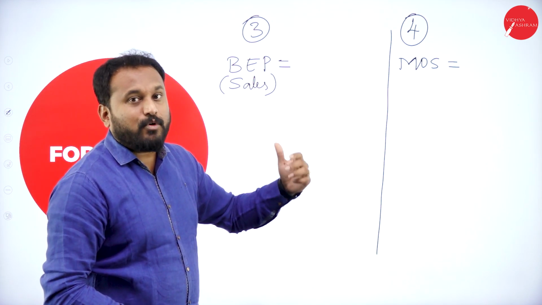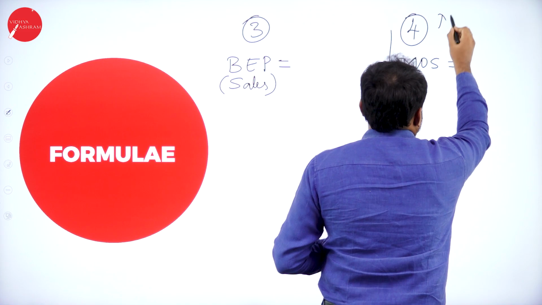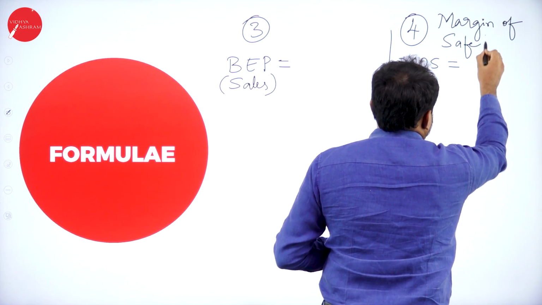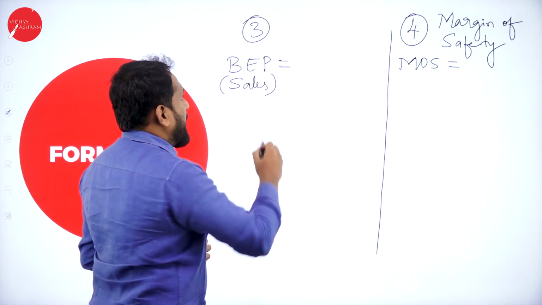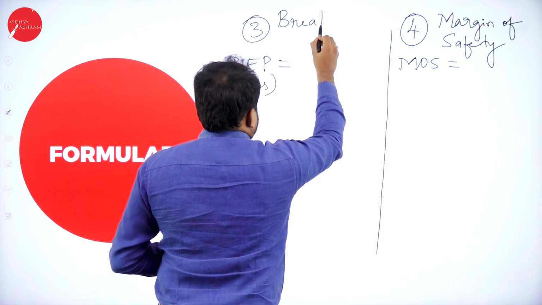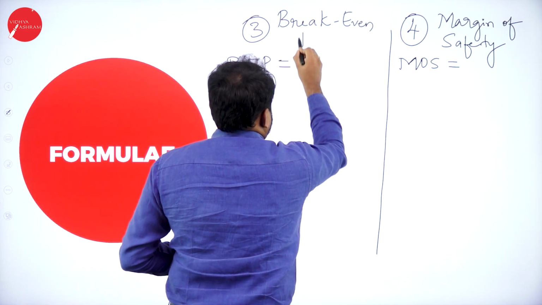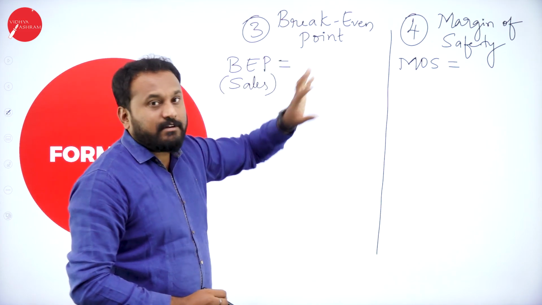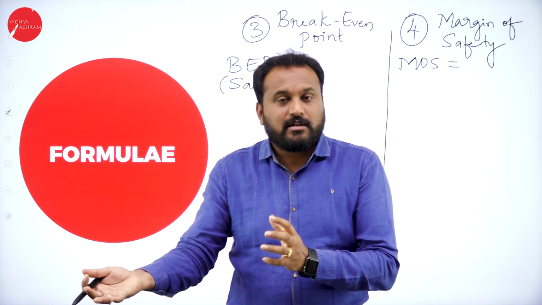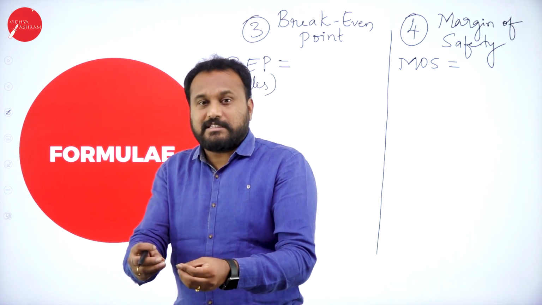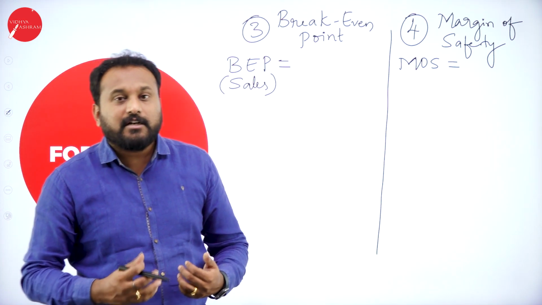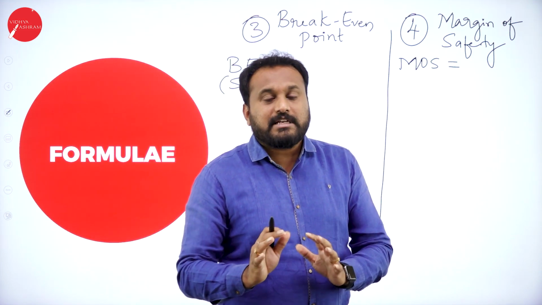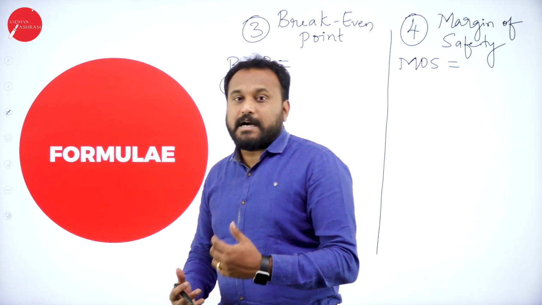Now let me write for you what MOS stands for. MOS stands for margin of safety. That is called MOS. And BEP is break even point. Now what is this break even point and margin of safety? Break even point is a place where you get neither loss nor profit. So wherever you have invested in your business, when you get back whatever you have invested, that is called break even, neither loss nor profit. Now margin of safety means I should be safe if I do something more than the break even point. That is called margin of safety.